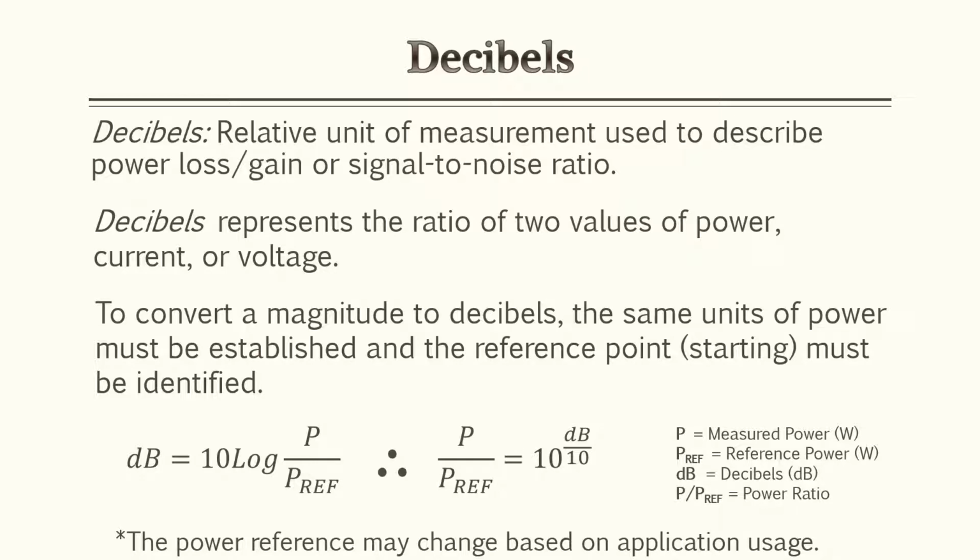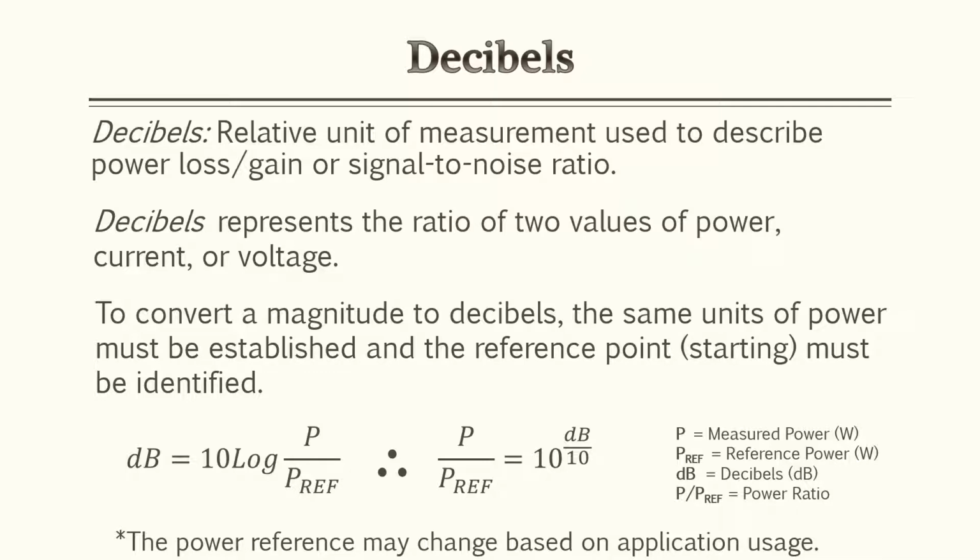As a refresher, let's go over decibels. Decibels are a relative unit of measurement used to describe power loss or gain, or in this case, signal-to-noise ratio. Decibels represent the ratio of two values of power, current, or voltage. Now, if you want to convert any of those magnitudes to decibels, the same units of power, voltage, or current must be established, and the reference point, your starting point, must be identified.